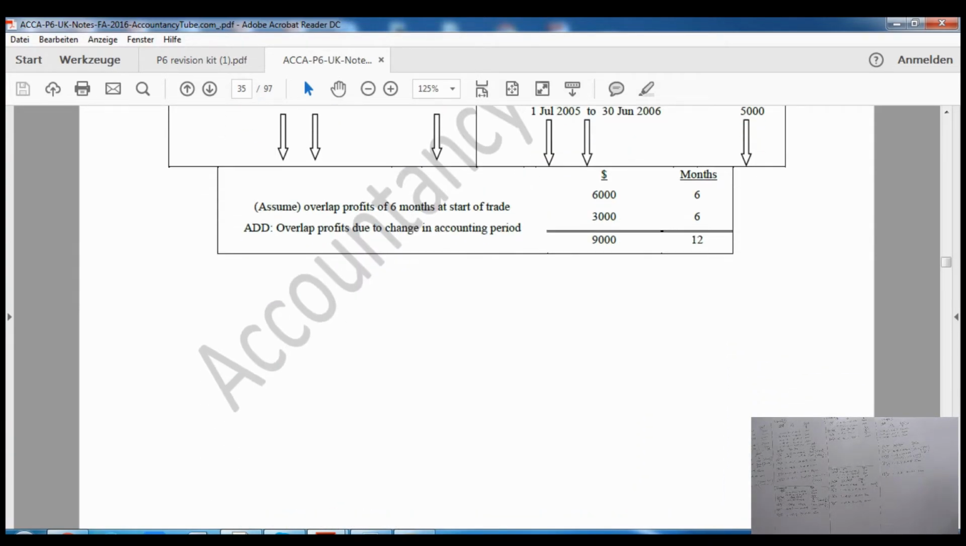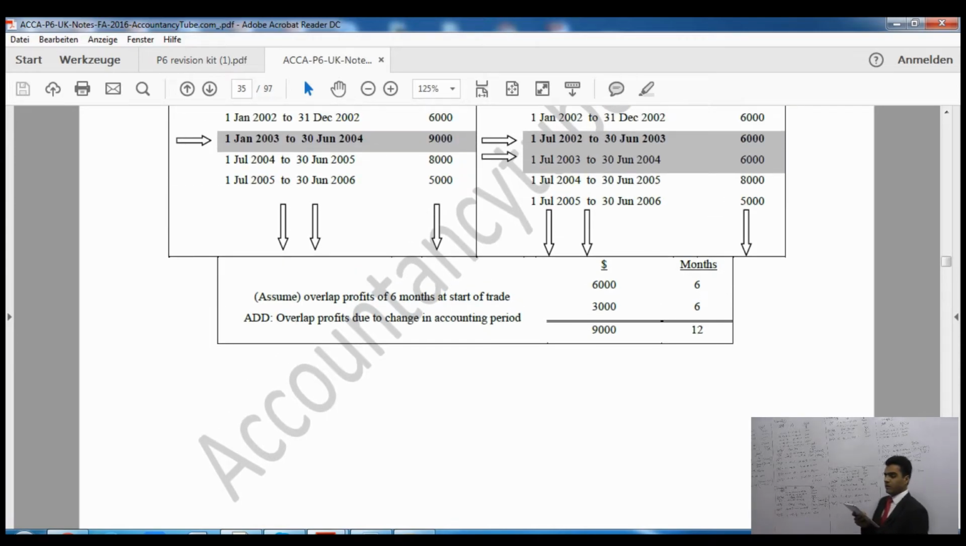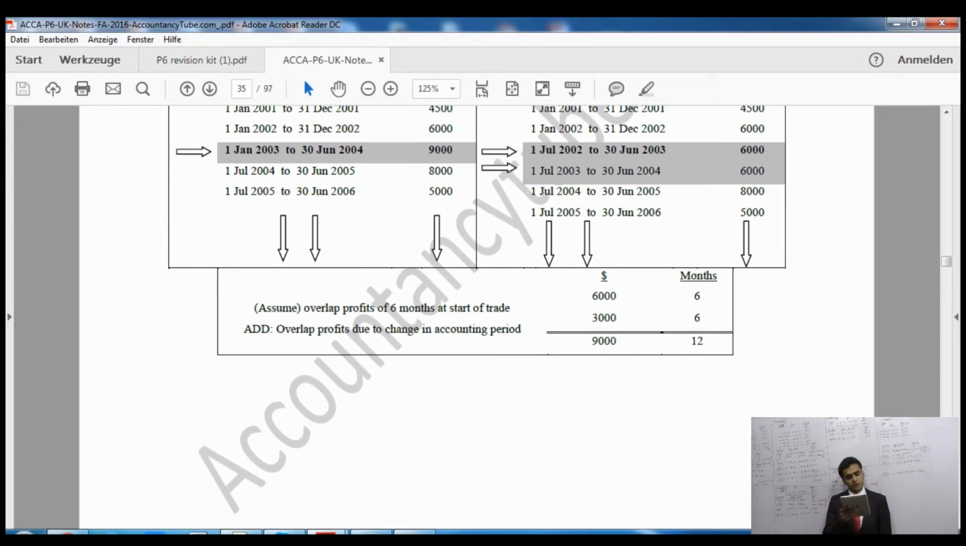Now, how did we make this 9,000? How did we calculate this 3,000, which is for 6 months? The reason we did this 3,000 is that if you look at the year of change, it is $9,000, isn't it? Now we should have taxed $9,000, whereas we taxed $12,000. If you look at the right side, 6,000 once and 6,000 again. So total taxed is 12,000. So obviously the extra which we have taxed is 3,000. You can simply say that.